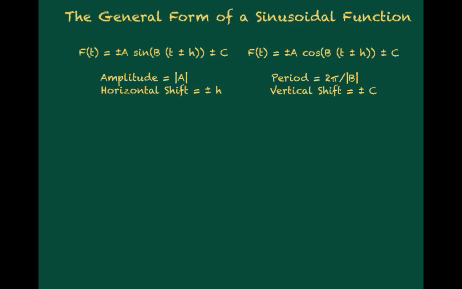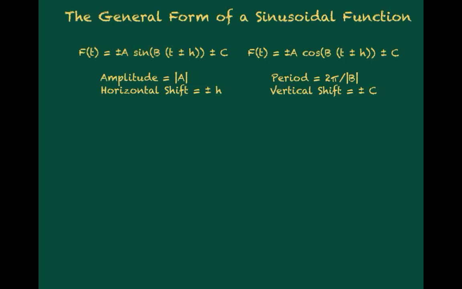Okay, the general form of these sinusoidal functions is given by f of t equals plus or minus a, and then whatever the function we're talking about, sine or cosine, times b, and then in parentheses you'll have t plus or minus h, and at the end plus or minus c. Obviously, if you're talking about cosine, you'd put cosine in where the sine had been.